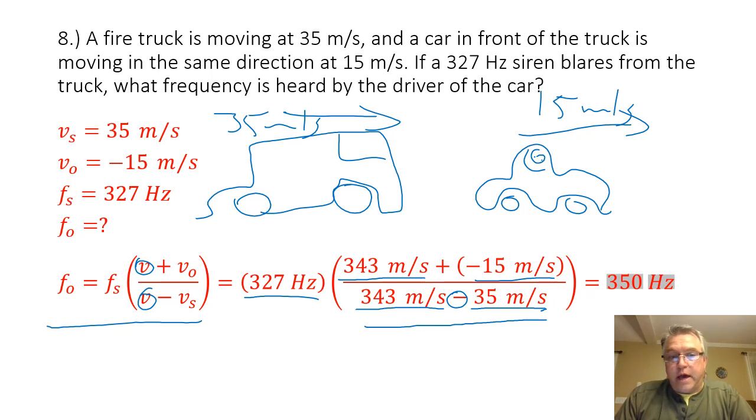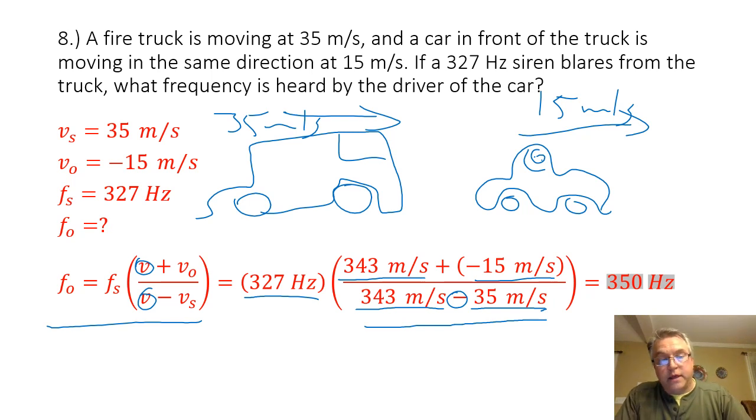So just to recap, the siren on the fire truck emits a sound wave at 327 hertz, but because of the motion between the observer and the fire truck, the observer in the car is going to hear a sound wave at 350 hertz.